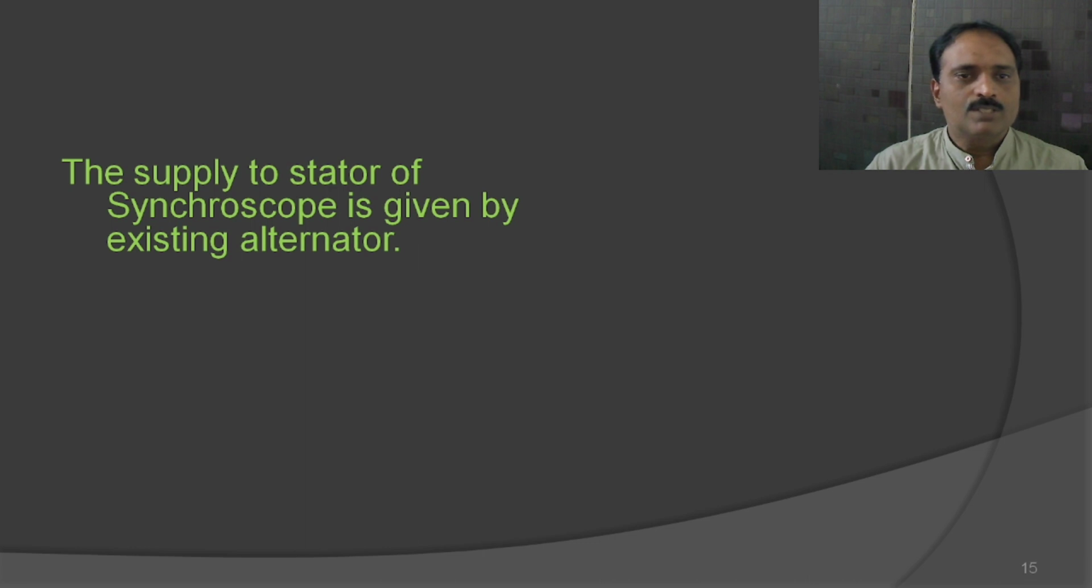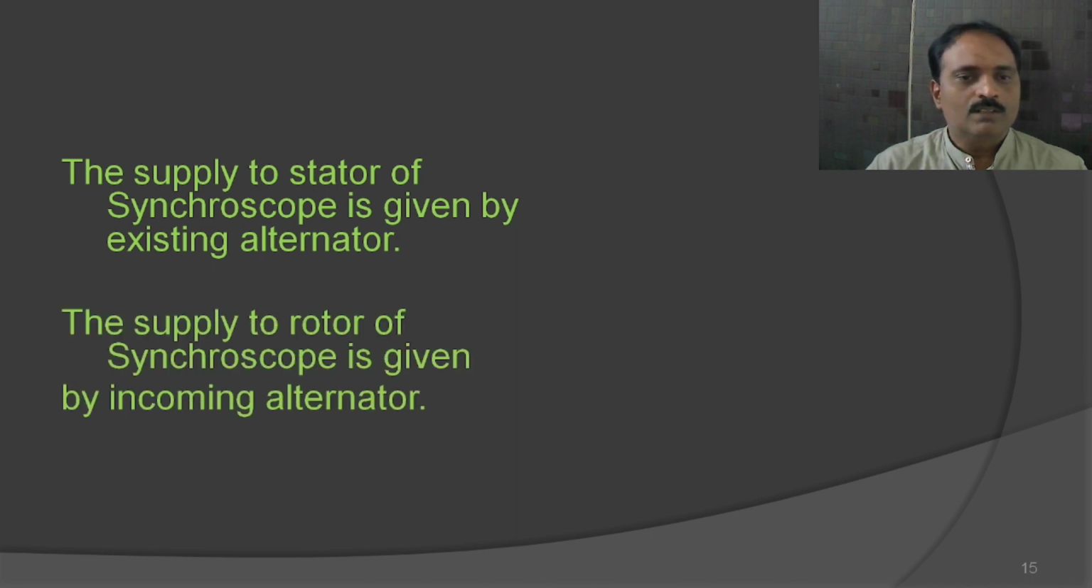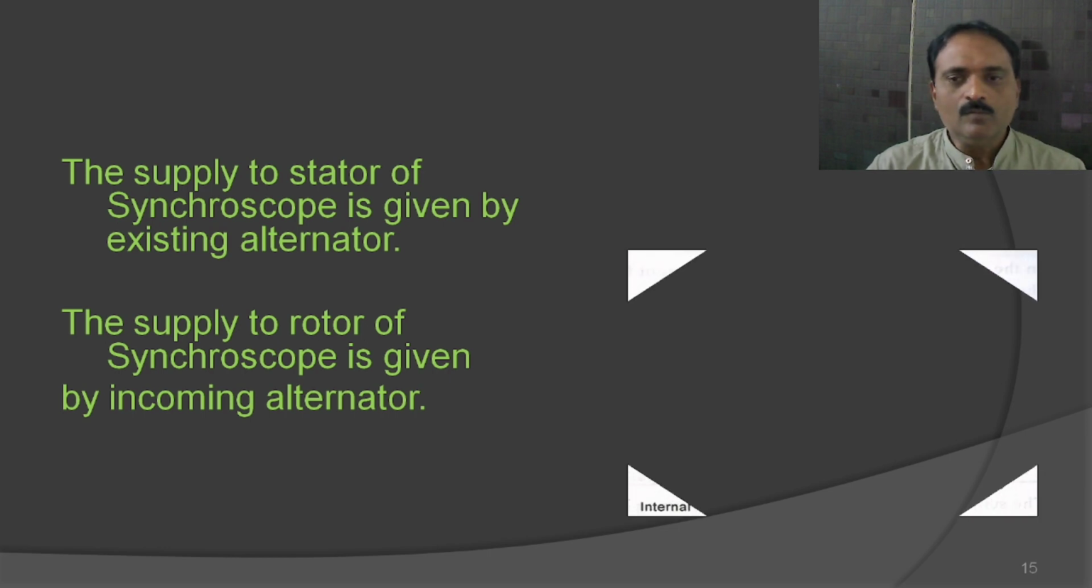So the supply to the stator of the Synchroscope is given by the existing alternator or the bus bars, whatever it may be, and the supply to the rotor of the Synchroscope is given by the incoming alternator. Just now we have discussed this in the previous slide.